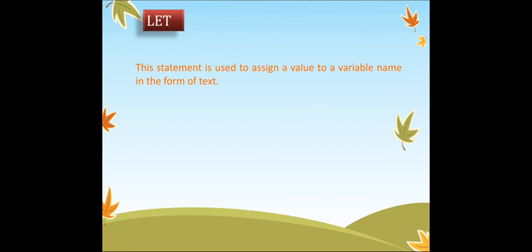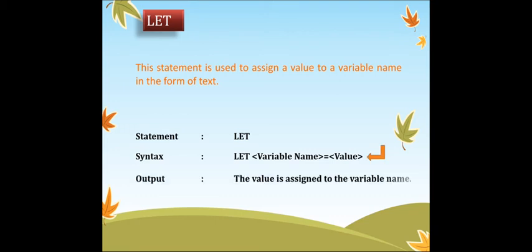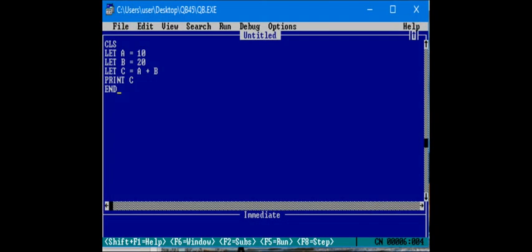This statement is used to assign a value to a variable name in the form of text. Statement let. Syntax let. Within the bracket you have to write the variable name and its value. After that press the enter key and you will get the output. The value is assigned to the variable name. Let us see the program written in BASIC.